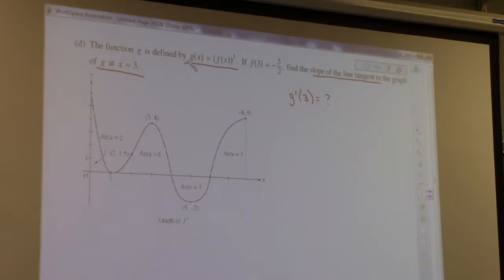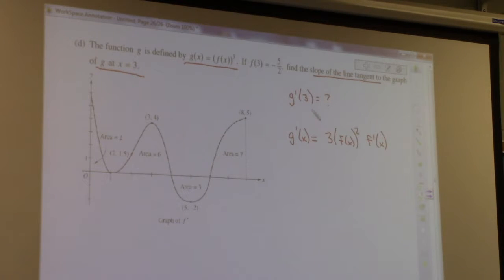So if this is g of x, of course we need to take the derivative of that. So g prime of x would be equal to, what rule are we going to use to take the derivative of that? Chain. So it's going to be 3 times f of x to the second power times the derivative of what's inside. What's the derivative of f of x going to be? F prime of x. So that's our chain rule.